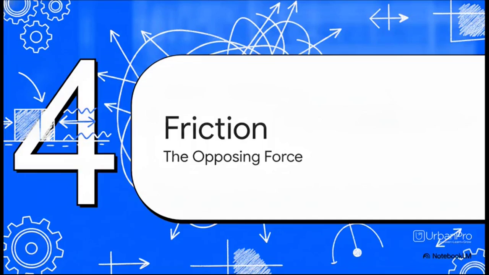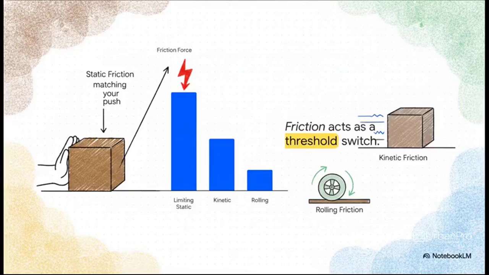pieces. On to Section 4, Friction, the opposing force. You can kind of think of friction like a stubbornly stuck door. When you first push a heavy box, it doesn't budge right away. That is static friction perfectly matching your push. It climbs and climbs until it hits its absolute peak, which we call limiting friction. That's the tallest bar on our chart here.